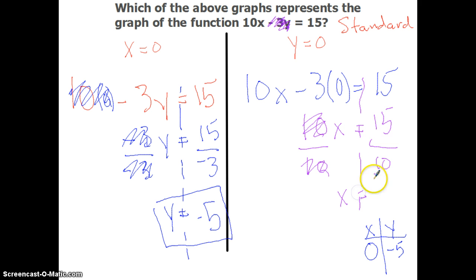X is equal to 15 over 10, but because there's a common factor of 5, I can divide both the numerator and the denominator by that 5. 15 divided by 5 is 3, and 10 divided by 5 is 2. Okay, so I've now solved for x.